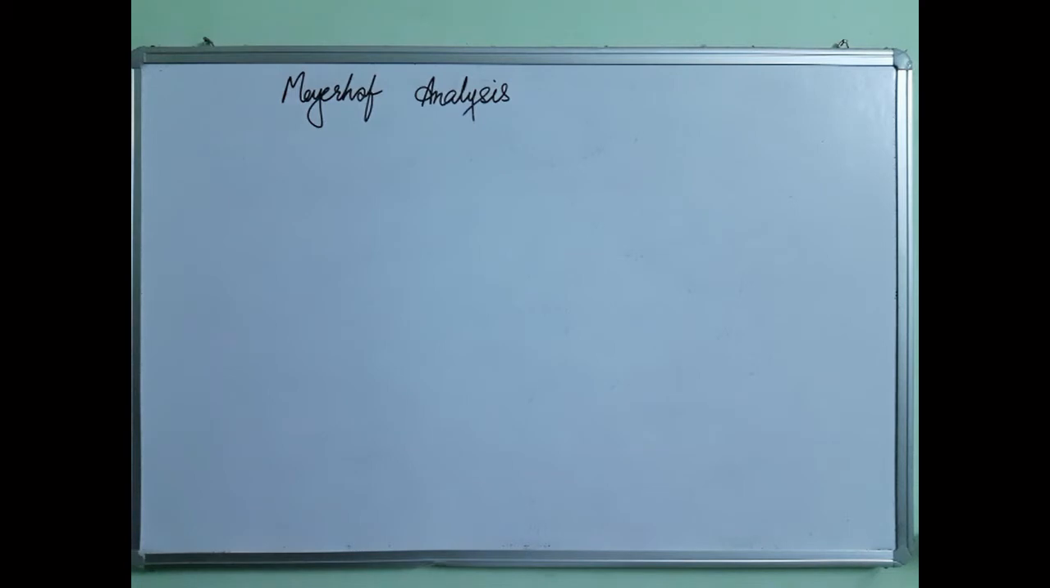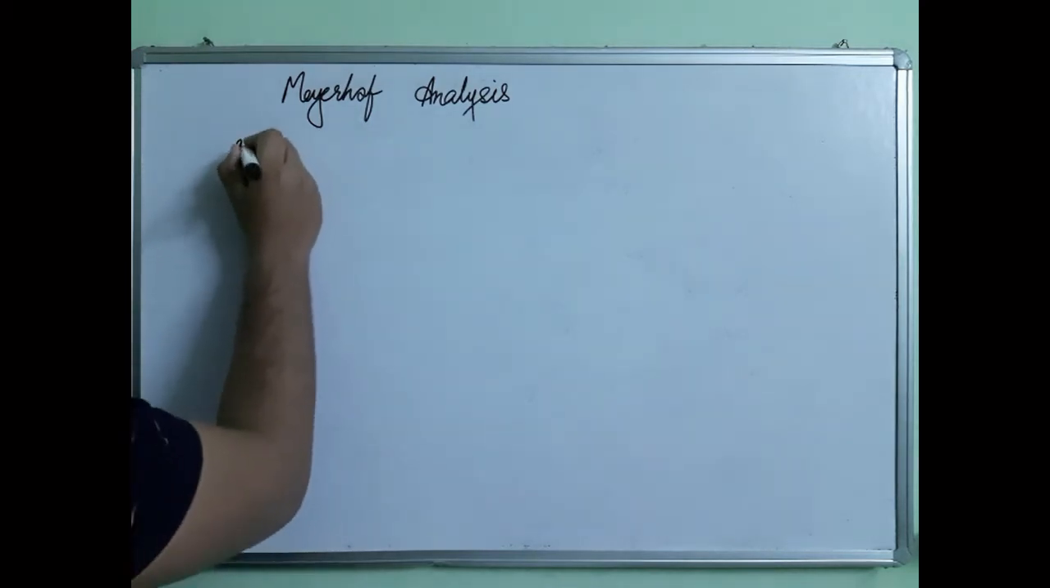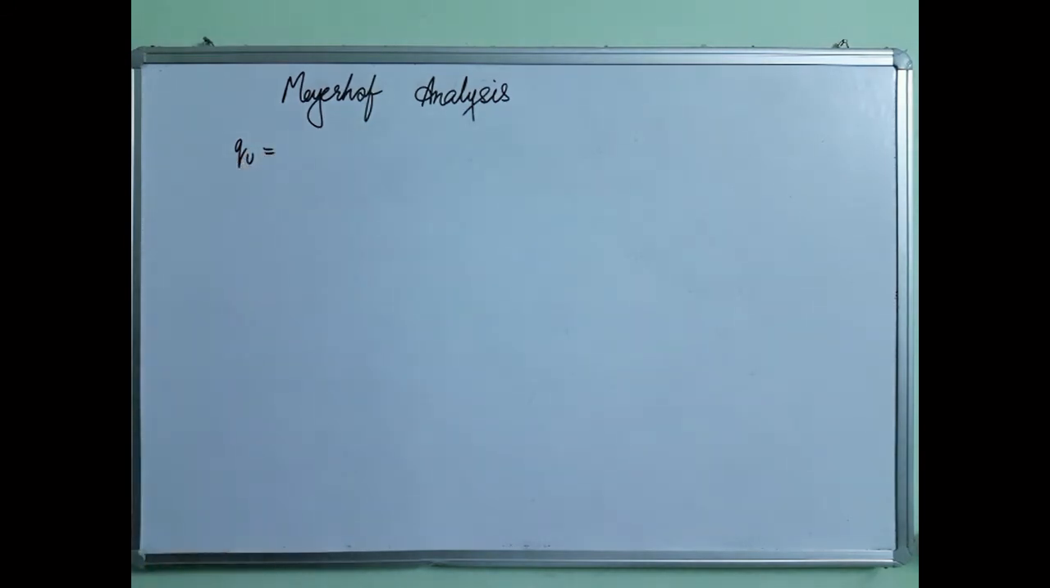Now let us go to the second one, which is called Meyerhof analysis. In Meyerhof analysis, the equation of bearing capacity, let us write it down, gets modified by certain factors. Just like we saw for the effect of water table, here also there will be some factors which will be multiplied, and they will be changing the equation a little bit. So let us see how it looks.